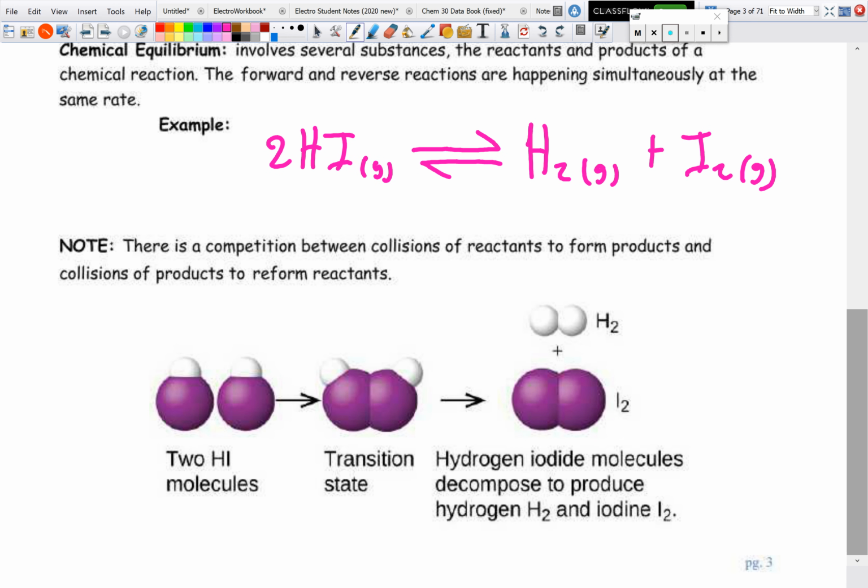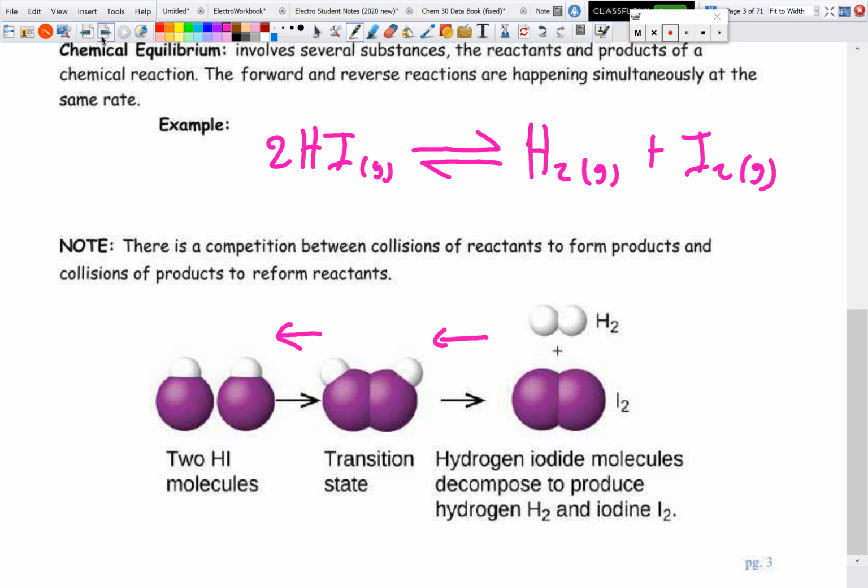Now, what happens is that we can look at it like this. So there's a competition between collisions of reactants to form the products. As we know, if we follow the forward reaction, we can have two of the hydrogen iodide molecules reacting. We get our transition state right here, and then of course it can form our products, or we can get two of these coming together, forming our transition state, and then forming our two hydrogen iodide molecules. So we're getting both reactions happening at once. It just depends on when these molecules can actually collide with each other. So that's one example of equilibrium.